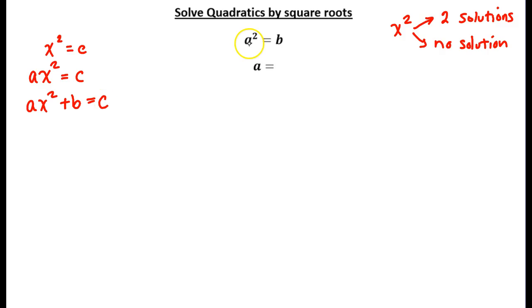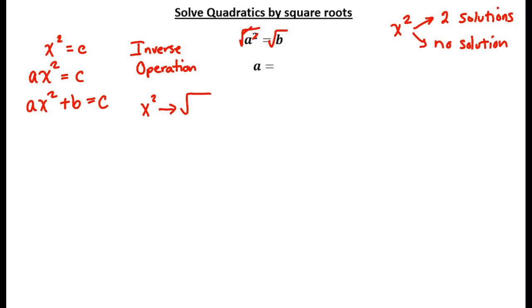Now, in order to get a by itself, in order to get rid of a square, we're going to use what is called the inverse operation. And to undo something to the second power or a square, the inverse is going to be a square root. So we can square root both sides here. That gets rid of the square, and that becomes a square.